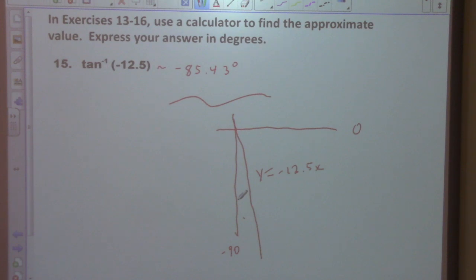Yes? I put it in my calculator. Oh, really? Huh.